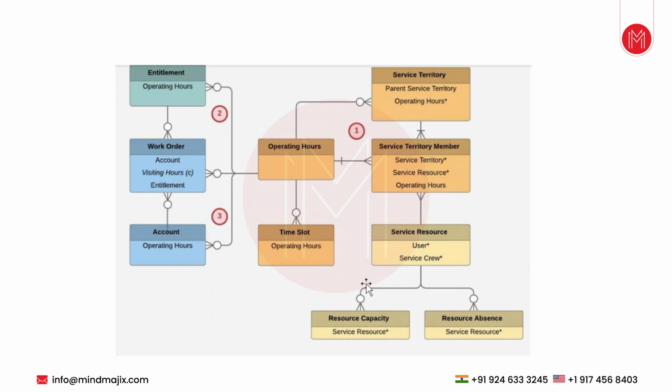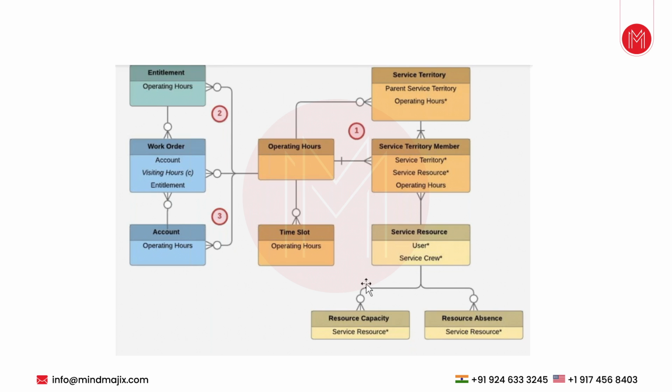Under the territory, I have territory members. A territory member is the service resource, the user who is going to install the product, or the crew member. That will be in the service resource. In the operating hours, I can have time slots. Operating hours is just a header object. In the operating hours, I'll mention shift A, just high-level information. Under that, I have a child object called time slot. There I'll define Monday 9 a.m. to 5 p.m., Tuesday 9 a.m. to 5 p.m. I'll store it on my time slot object.